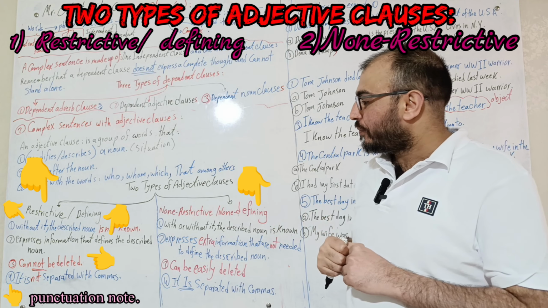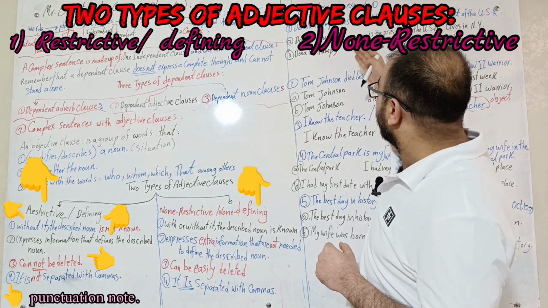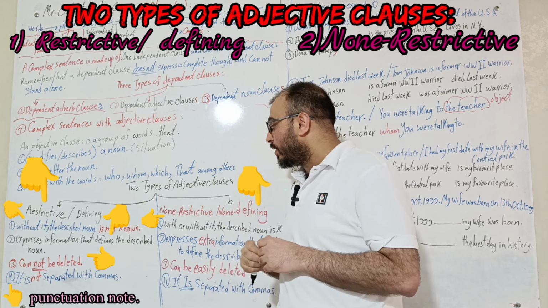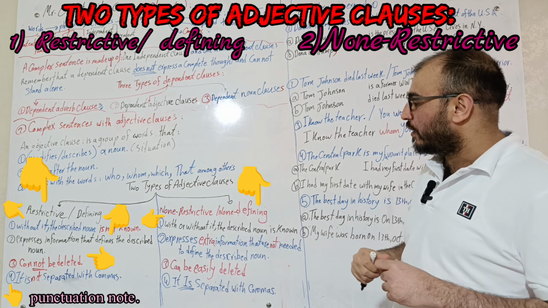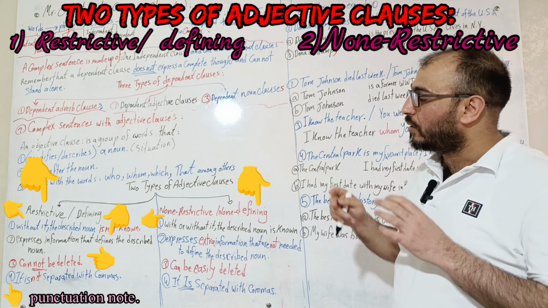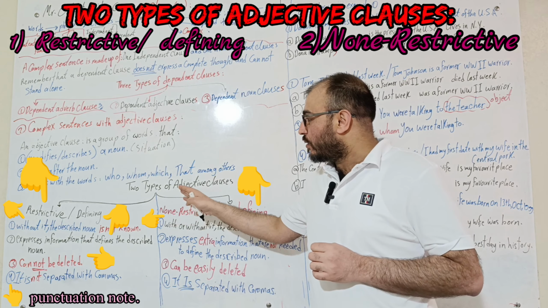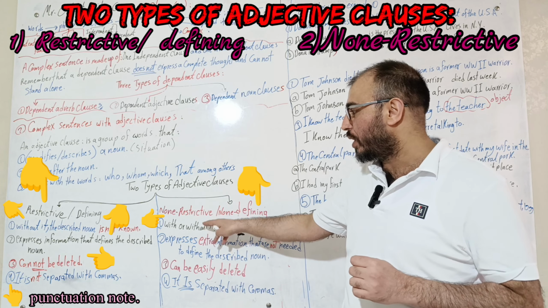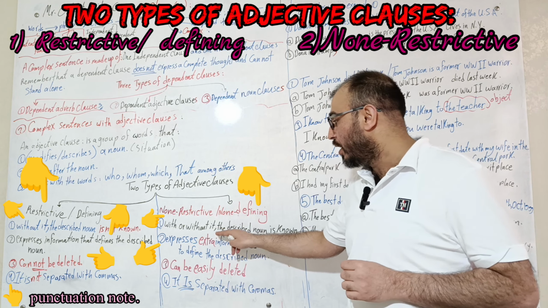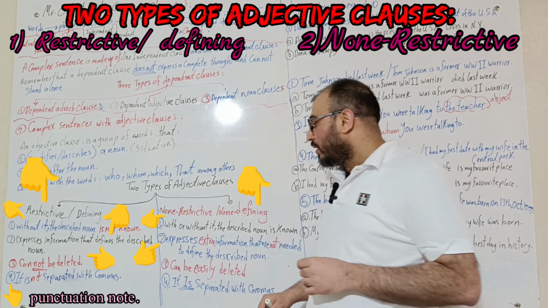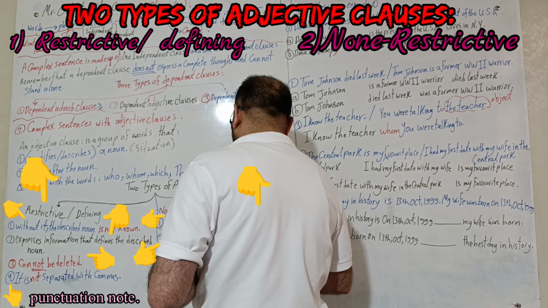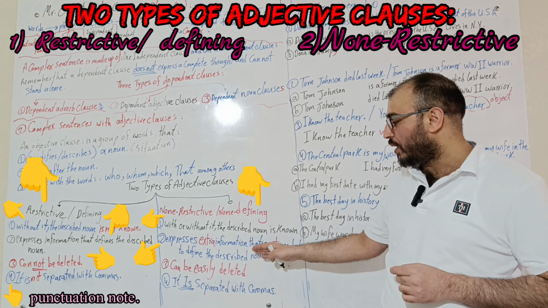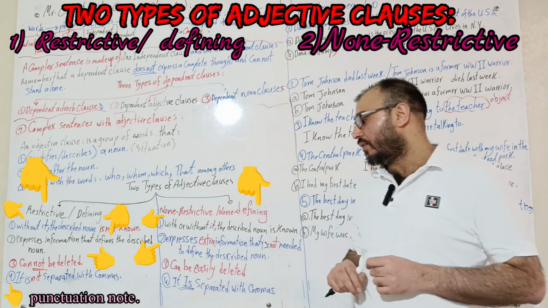Just give me some minutes to finish the theoretical part, then we are going to go through the practical part, and we will discuss all of these features together. Now, what about the non-restrictive or non-defining adjective clause? From its name, you should know that it expresses extra information about the described noun that is not needed to define the described noun.